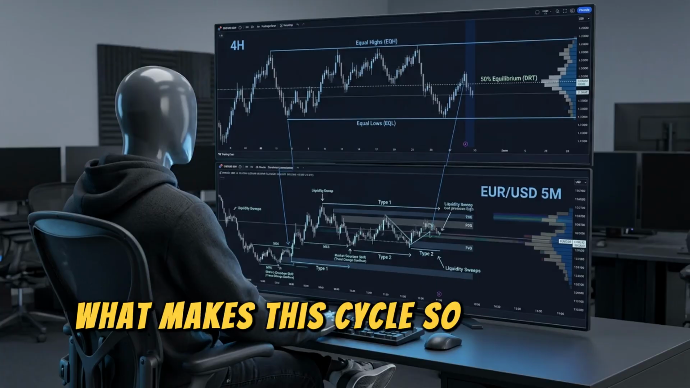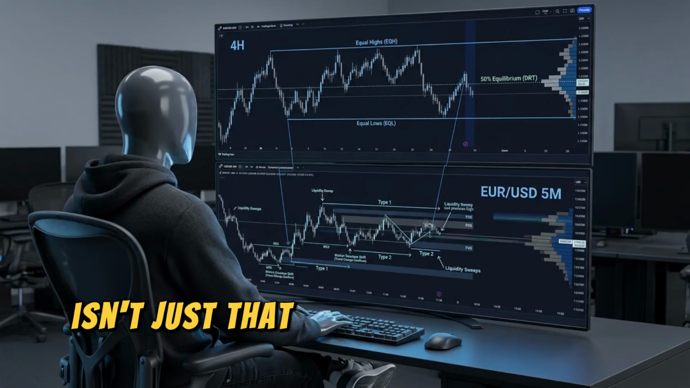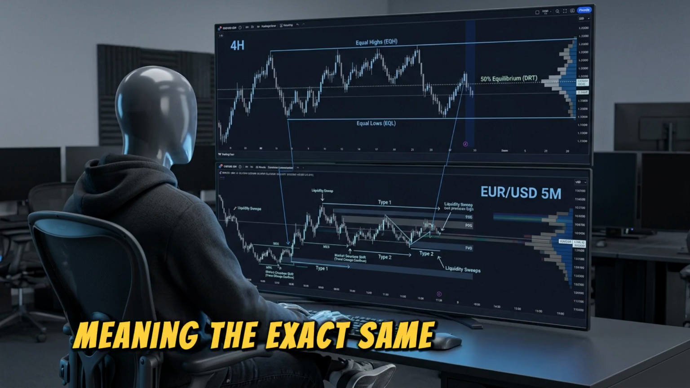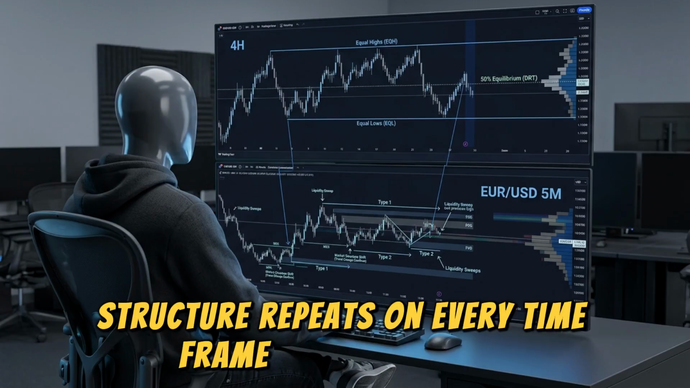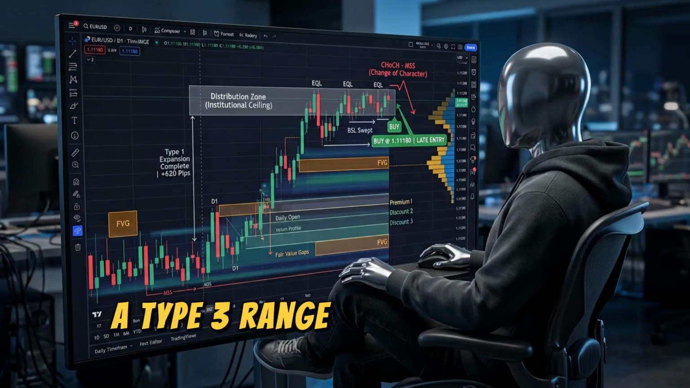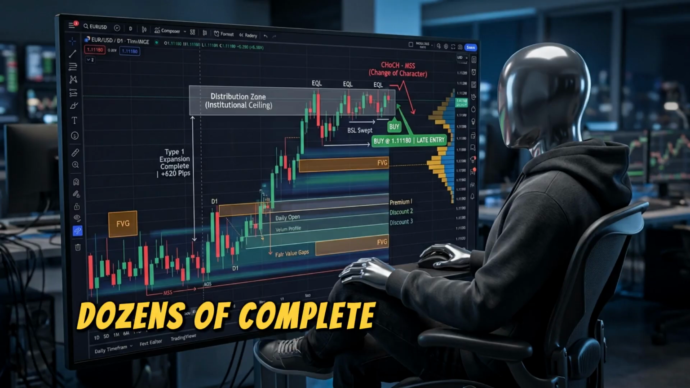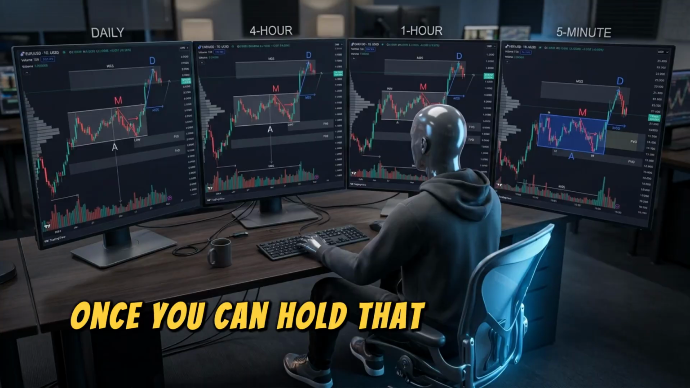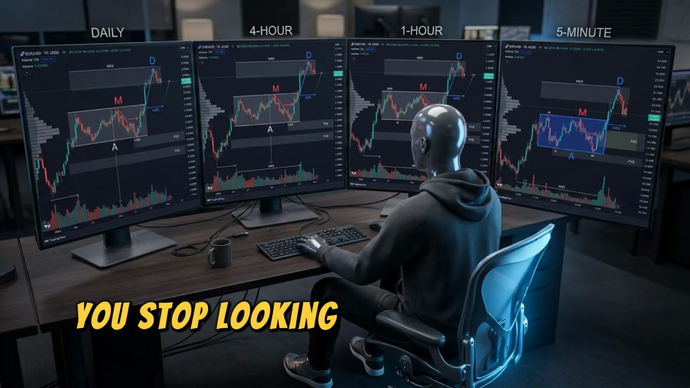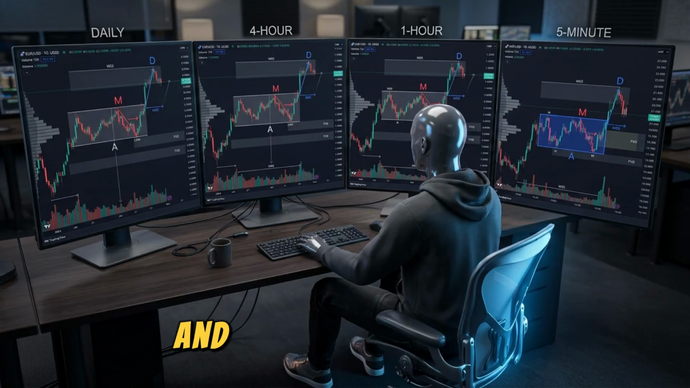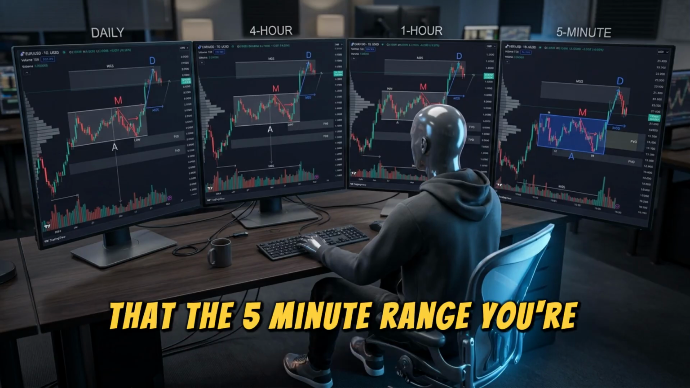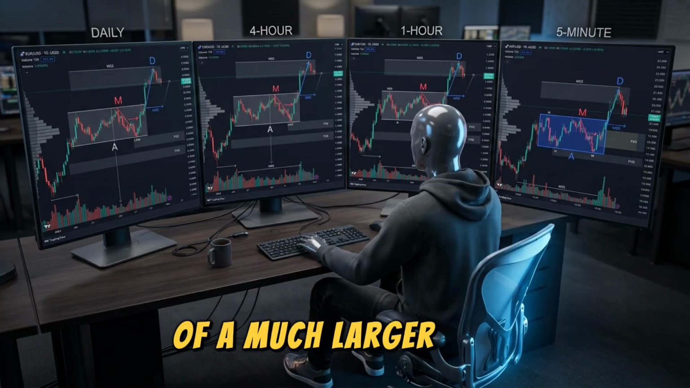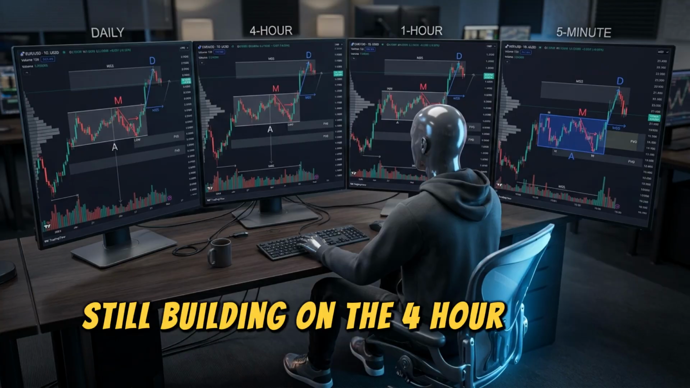What makes this cycle so powerful to understand isn't just that it happens once on a chart, it's that it happens fractally, meaning the exact same 3-phase structure repeats on every time frame simultaneously. A Type 3 range on the monthly chart might contain dozens of complete Type 1 and Type 2 cycles on the hourly chart nested inside it. Once you can hold that idea in your head, you stop looking at a single chart in isolation and start recognizing that the 5-minute range you're staring at right now might just be the accumulation phase of a much larger move still building on the 4-hour chart above it.